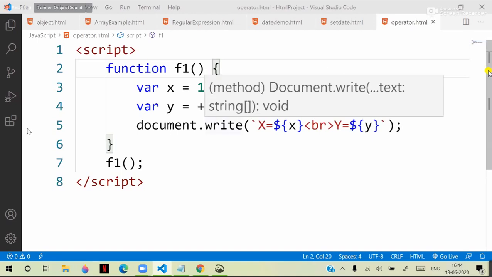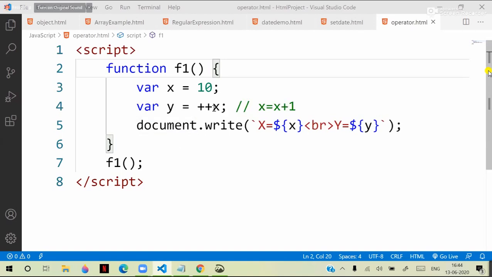In pre-increment, first it will perform this increment and store it in X. Then it is assigned to Y. That means X value is how much? 11. And this X value 11 is assigned to Y. That means Y value is also how much? 11. I hope everyone understood.